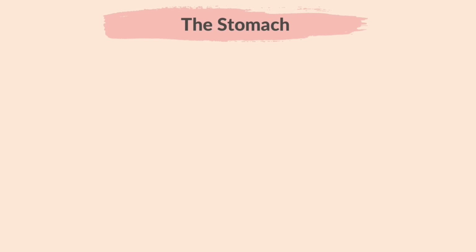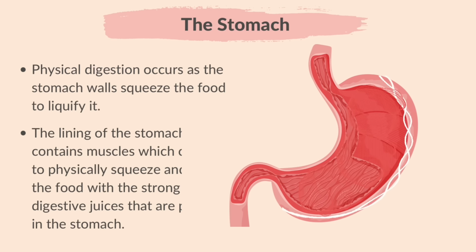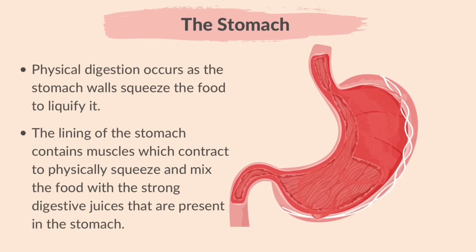Physical digestion takes place in the stomach as well. Physical digestion occurs as the stomach walls squeeze the food to liquefy it. The lining of the stomach contains muscles which contract to physically squeeze and mix the food with the strong digestive juices that are present in the stomach.